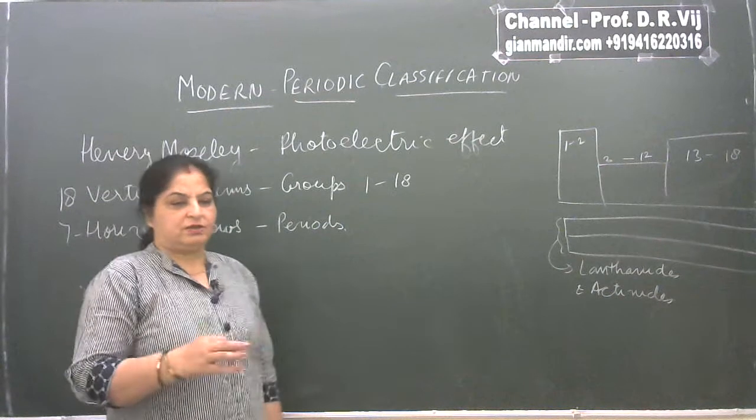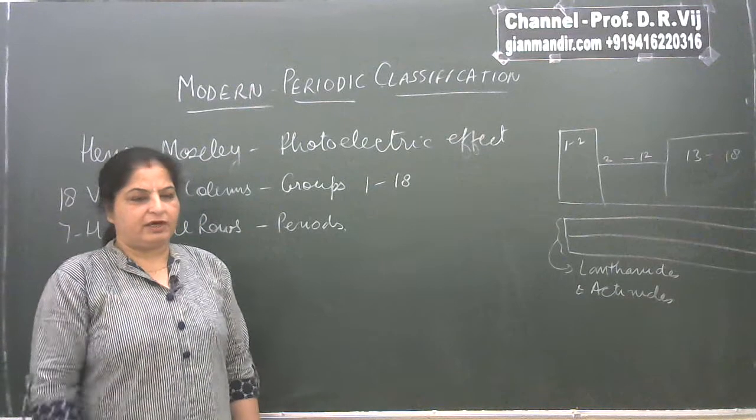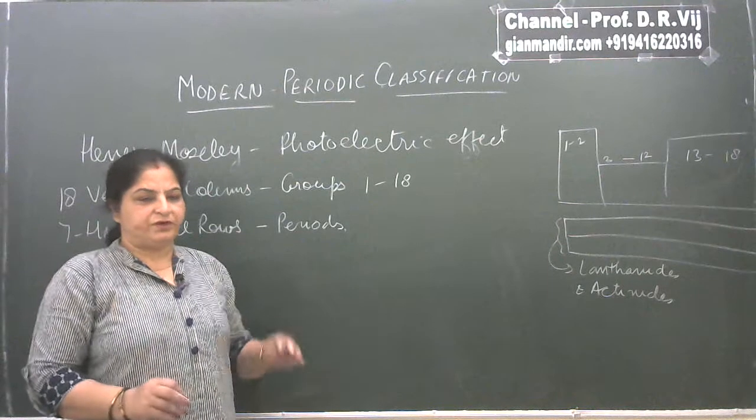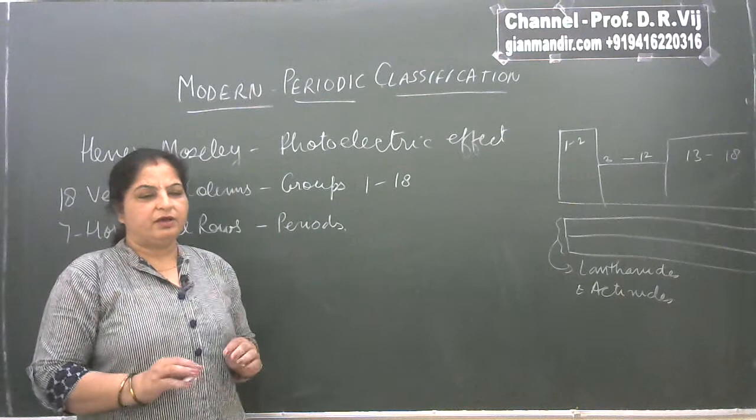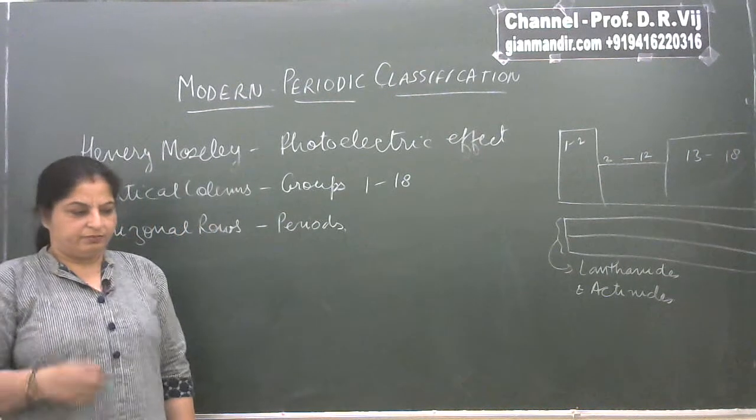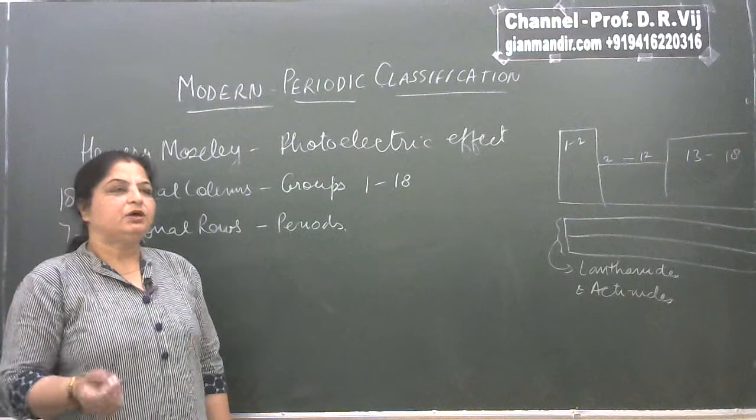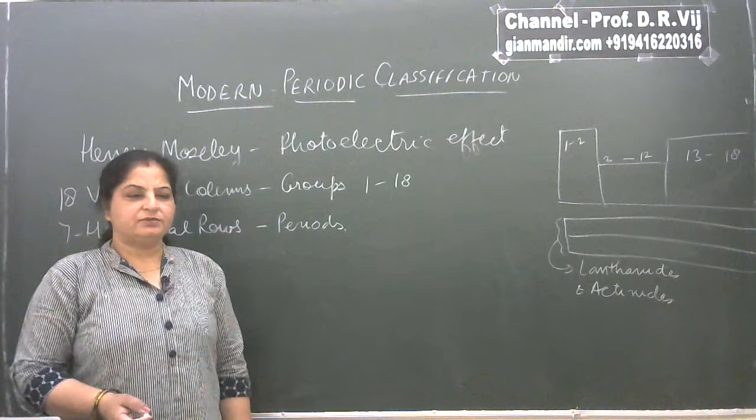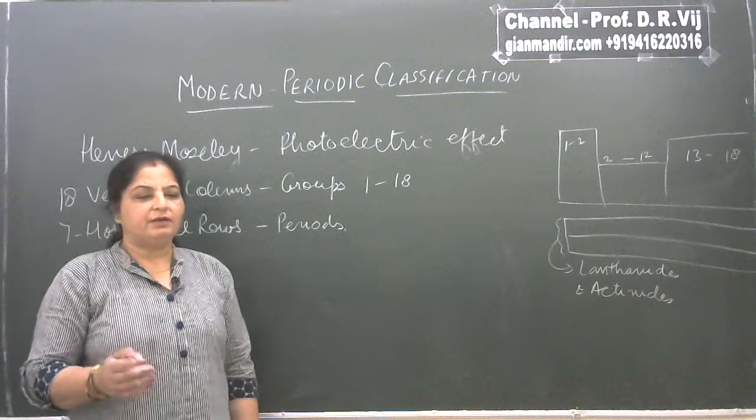As soon as Moseley took atomic number to be the basic criterion for classification of elements, almost all the problems which existed in the earlier Mendeleev's periodic table vanished, right? Let us look at the problems in Mendeleev's periodic table and how they were overcome in this modern periodic table. The first problem was putting heavier elements prior to lighter elements.